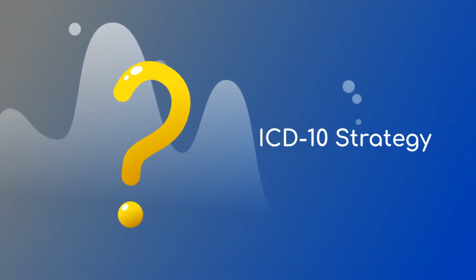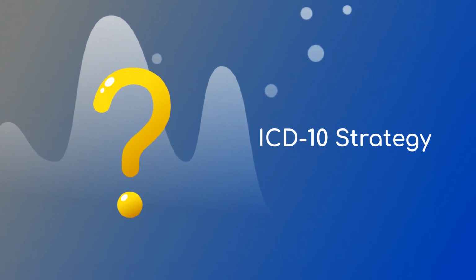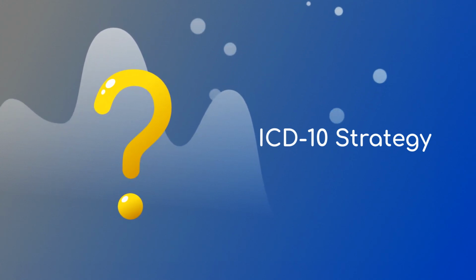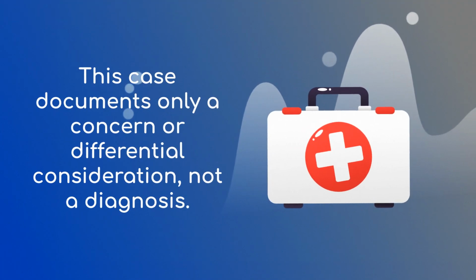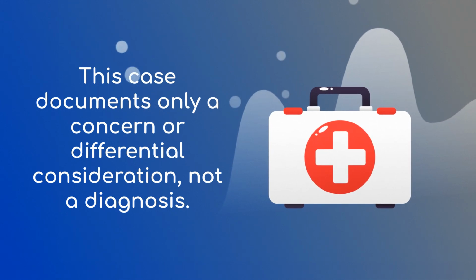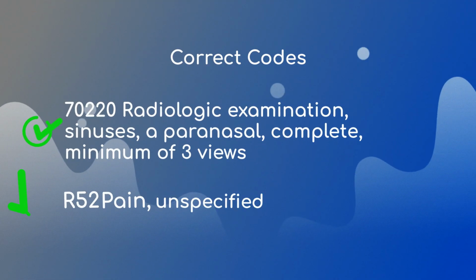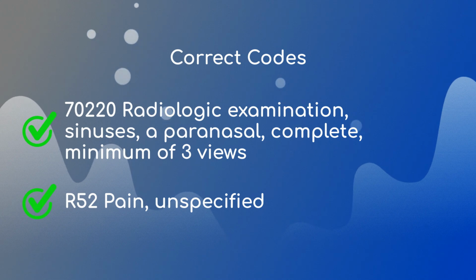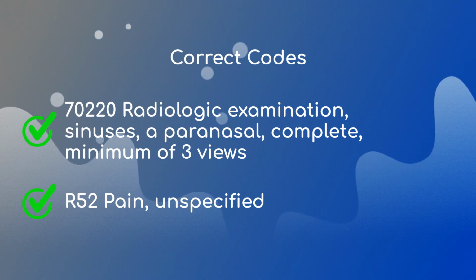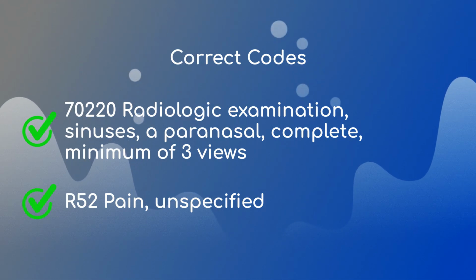Since the imaging is being done to evaluate pain with concern for cherubism, not a confirmed diagnosis, we must code the symptoms only, unless imaging or documentation confirms something more specific. This case documents only a concern or differential consideration, not a diagnosis. Correct ICD-10-CM code for example 2: R52, pain unspecified. This is an appropriate general code when the origin of the pain is unclear or not specified in more detail. Use when documentation only states pain without further context.